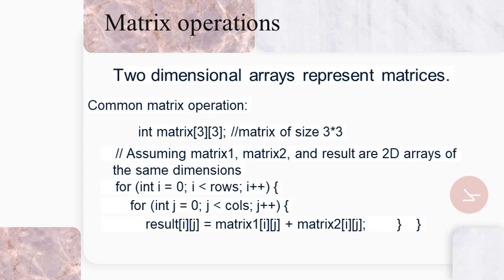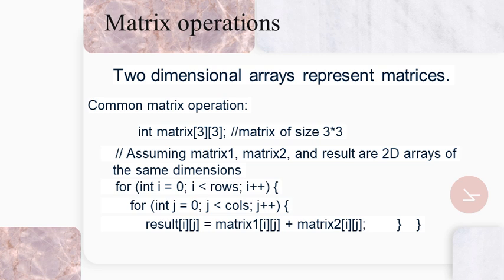Using two-dimensional arrays, we can represent matrices. We can perform different operations on matrices. The common matrix operations are addition, subtraction, and multiplication. So here we have an example program. A part of the code is shared here, showing how the addition of two matrices is done.